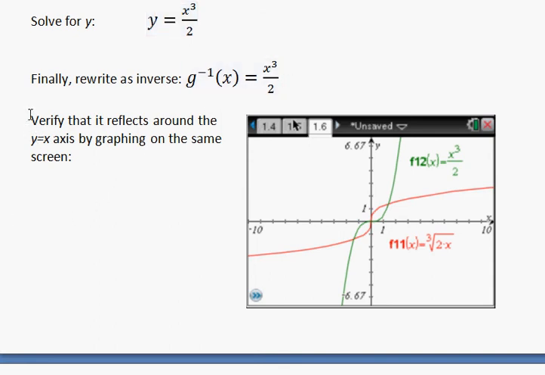Now here's the verification of this. It's kind of neat because you can see that f11 was the original function, the red one here, and then f12 was my g inverse, and you can see it makes a cool intersection right there, the way it revolves around the x equals y axis.